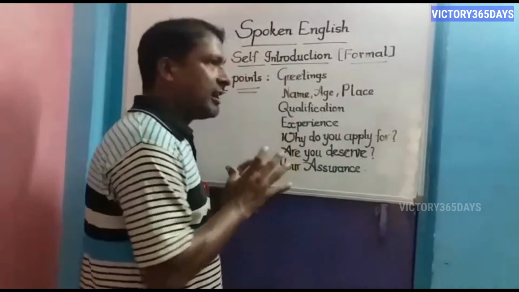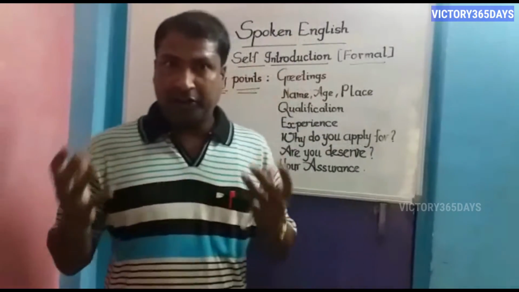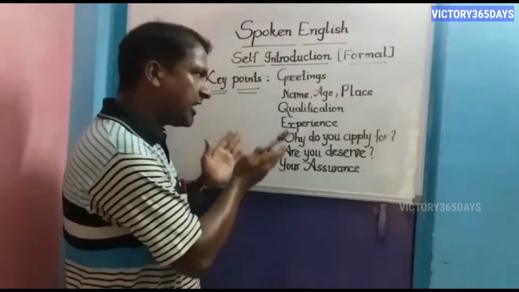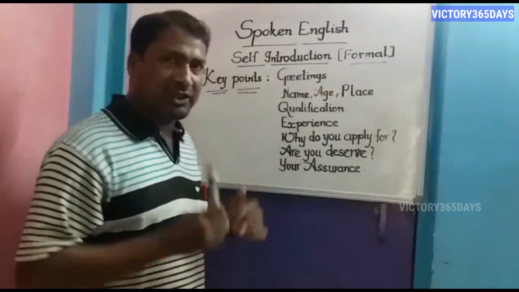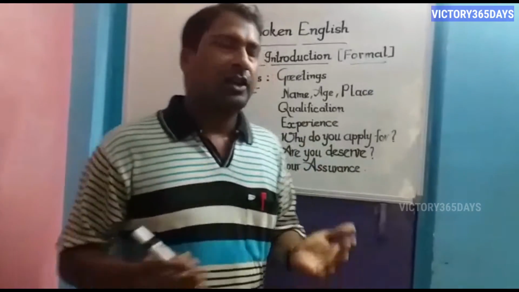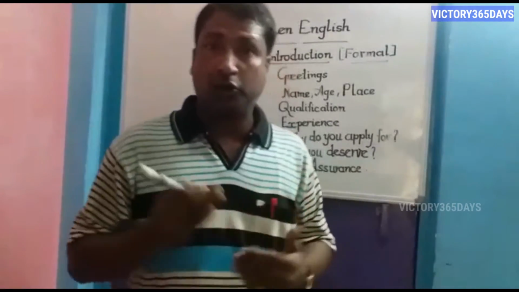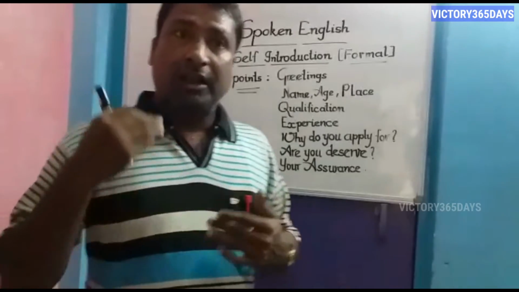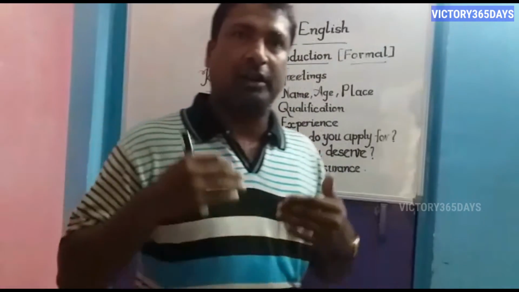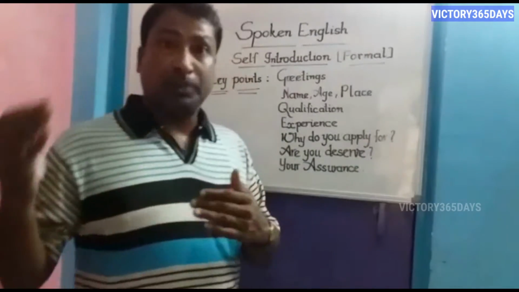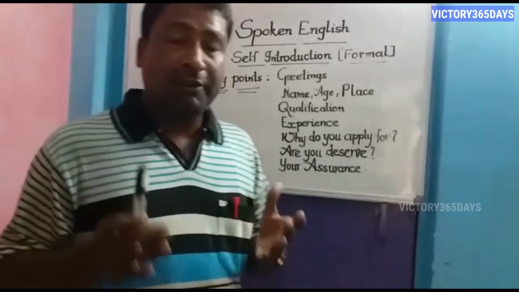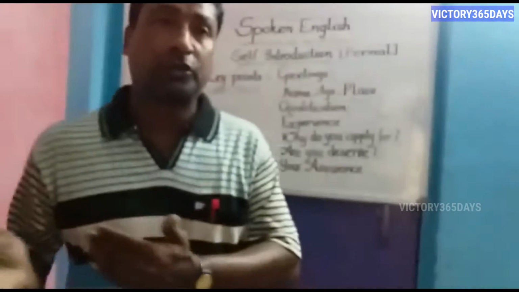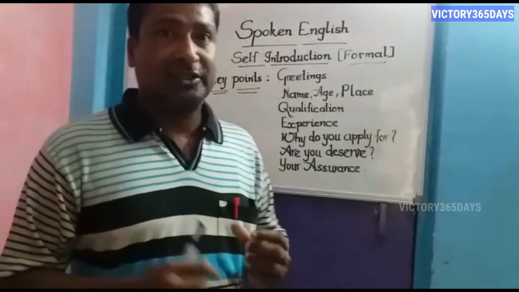So this is your self-introduction in a formal way, whenever you face interviews or any official-purpose jobs. You should mention such key points. What are those? Greetings. First you greet: hello, good morning to everyone. Next is your name, age and place. I am Rahul Sharma, I am 38, I am from Mumbai. Next, I have qualified BTech, or I am a graduate in MSc from Osmania University. Then you come to your experience. I have 5 years, 2 years, 3 years experience in Tata Motors as a sales executive, or I have worked in so and so school for 2 years as a faculty of physics or mathematics, like that.